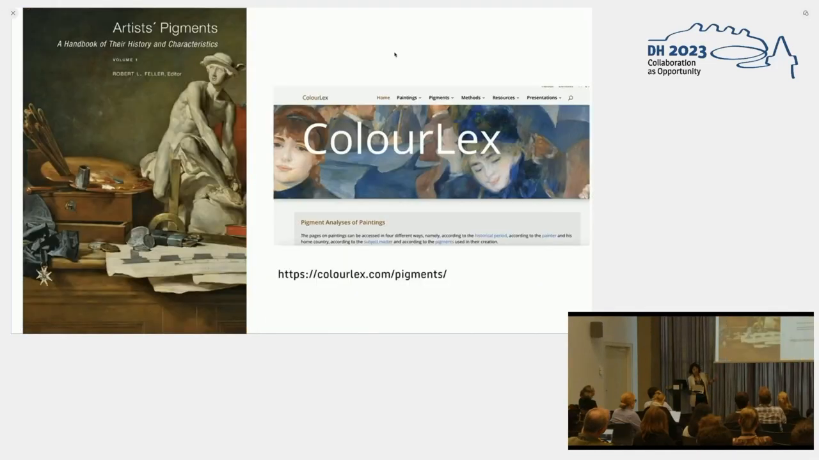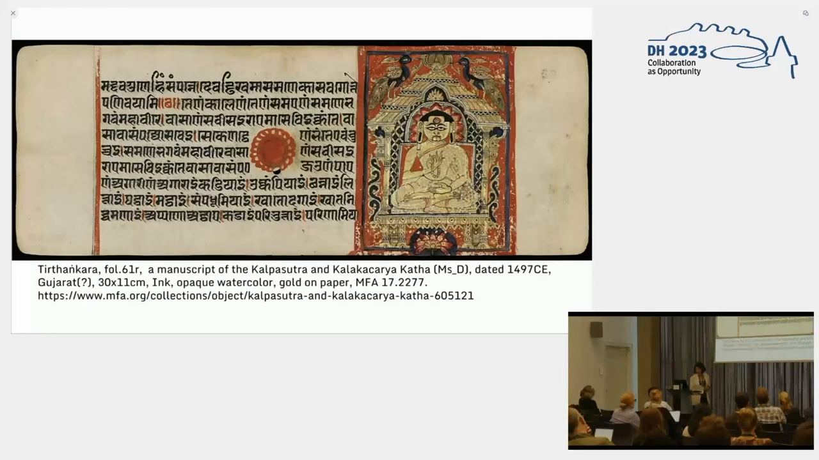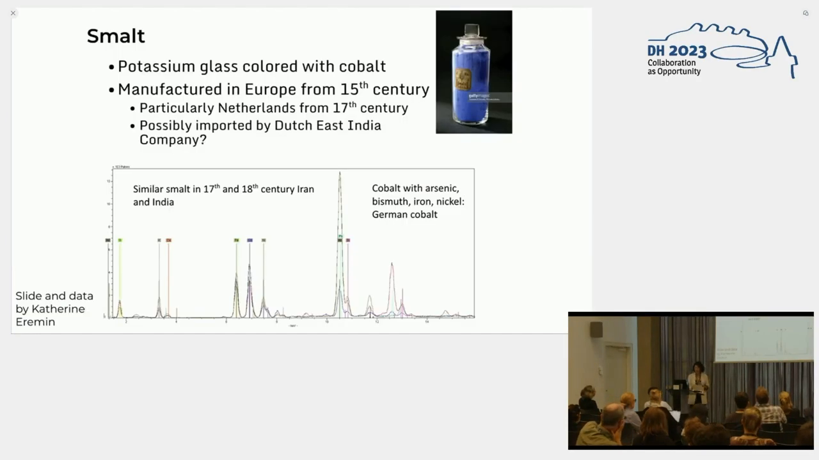But existing pigment databases like this one, Colorex, actually a great one, are mostly based on analytical studies of the Western European art canon. So what that means is that when a cobalt peak is found on a Jain manuscript that was dated to 1497, when we had a meeting, the scientist said, oh, this must have been messed up. It must be later adulteration to see this cobalt peak on this 15th century painting. Because smalt, the cobalt-containing pigment, is believed to have been imported to India in the 17th century from Europe.